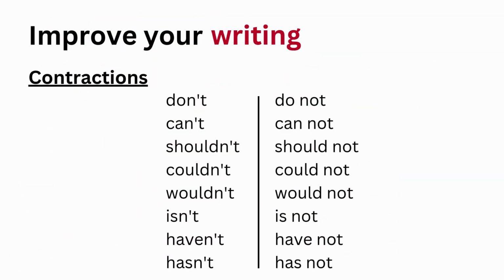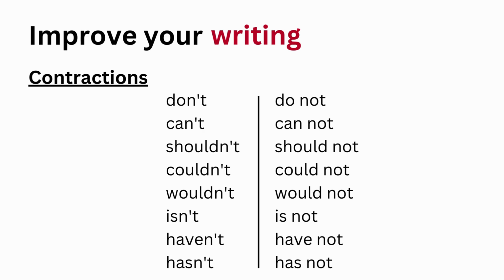My first tip on how to improve writing is do not use contractions. And again, this is for academic writing. So, what is a contraction? Words like don't, can't, shouldn't, couldn't, wouldn't, isn't, haven't, and hasn't. These are the short forms of words. For example, don't is the contraction of do not.